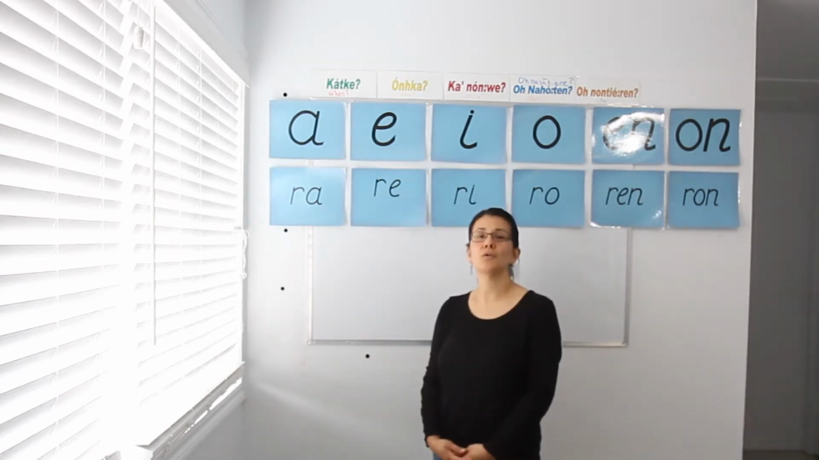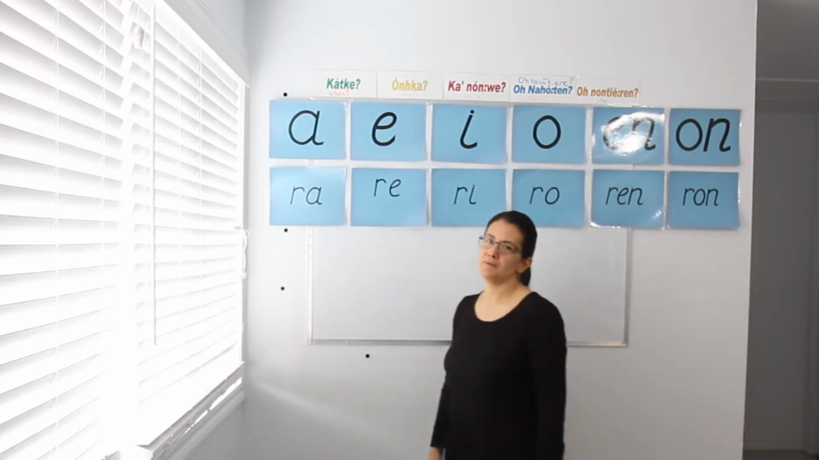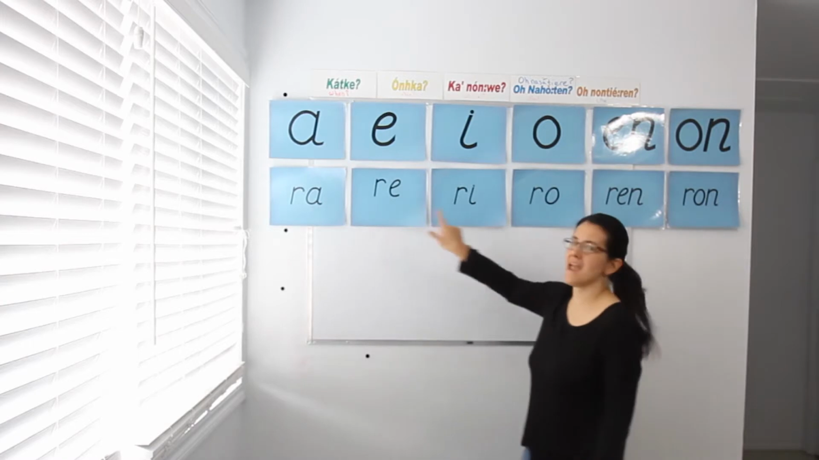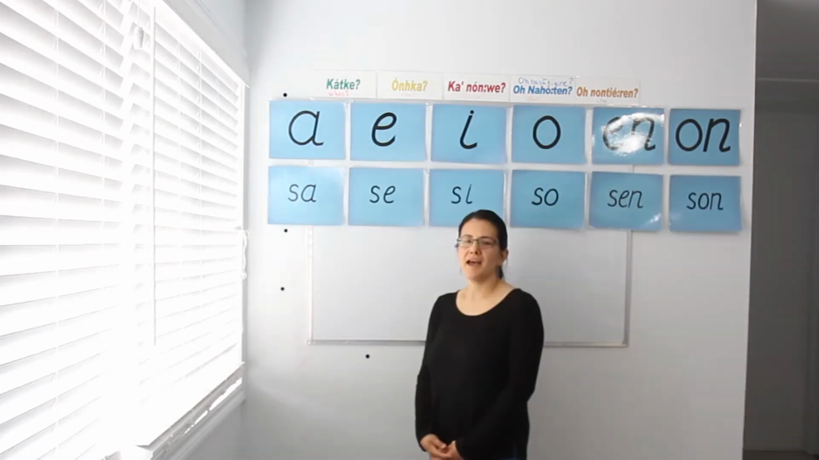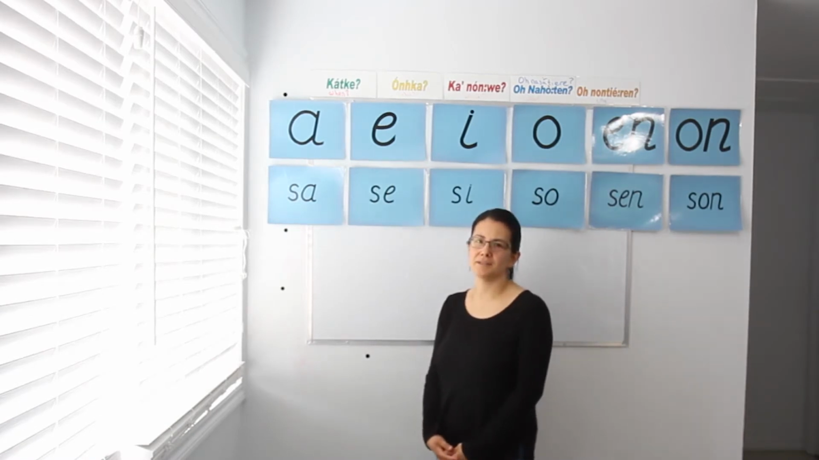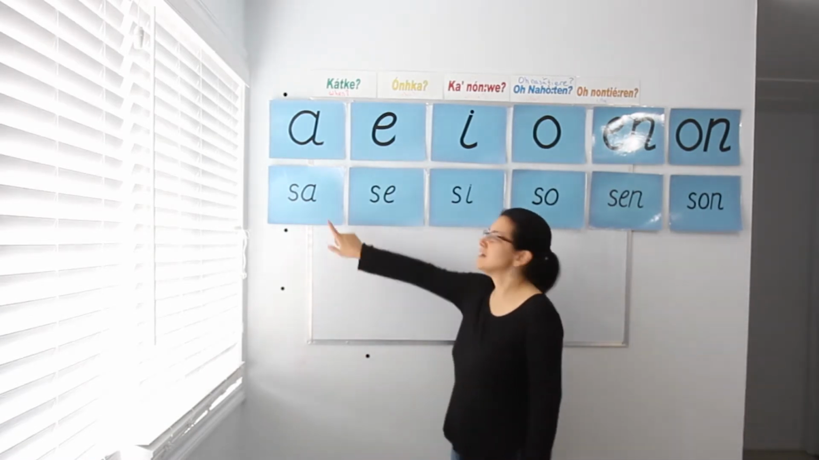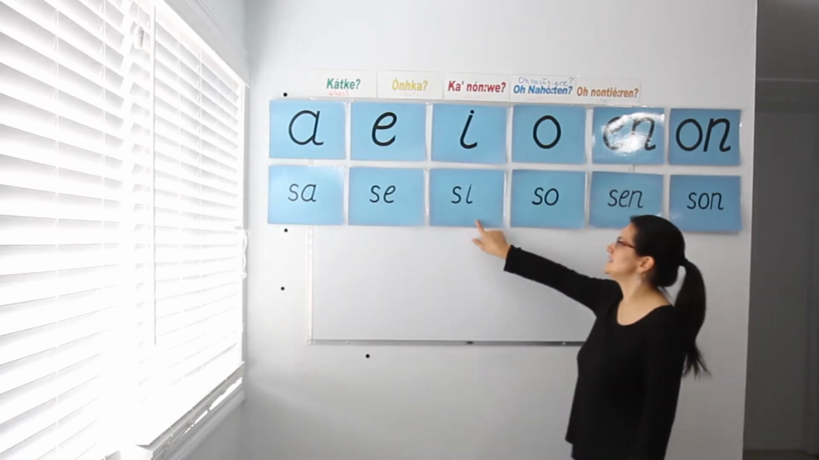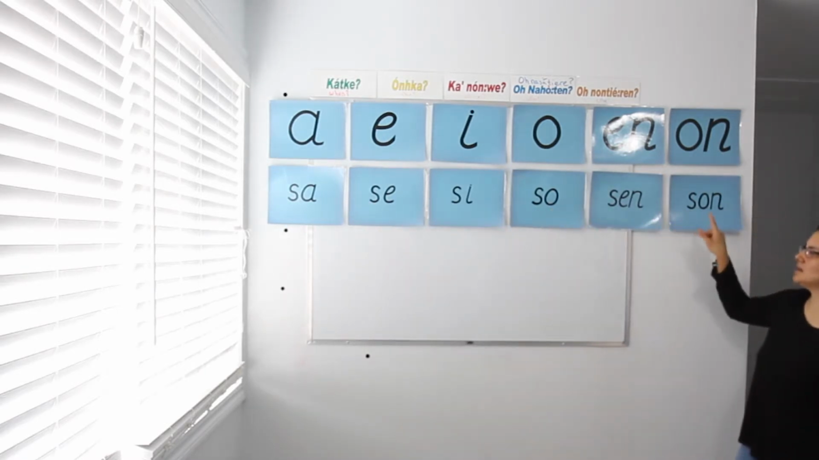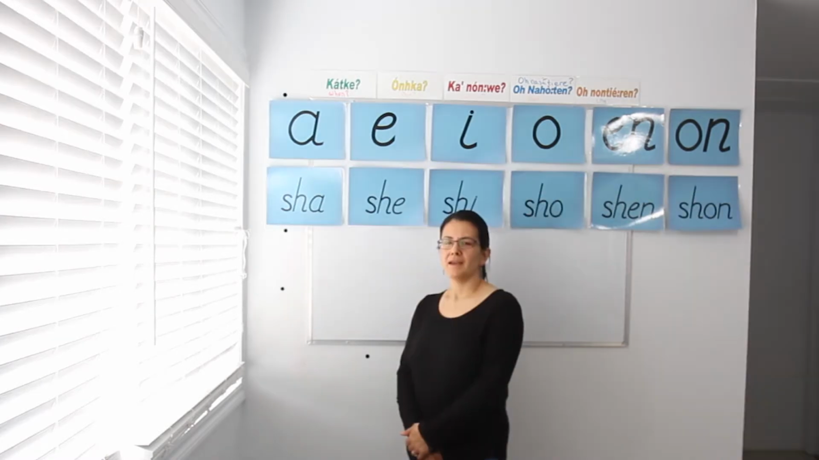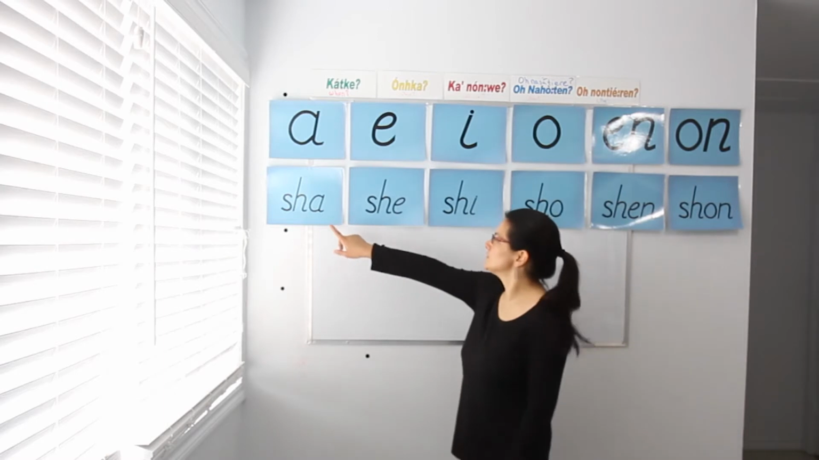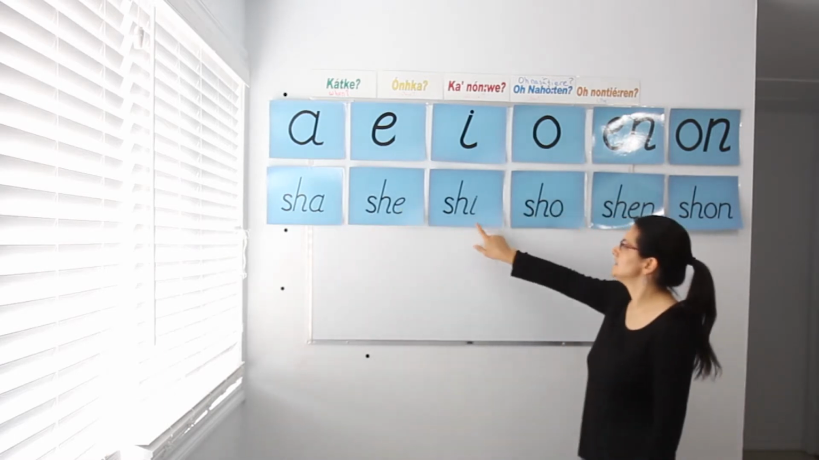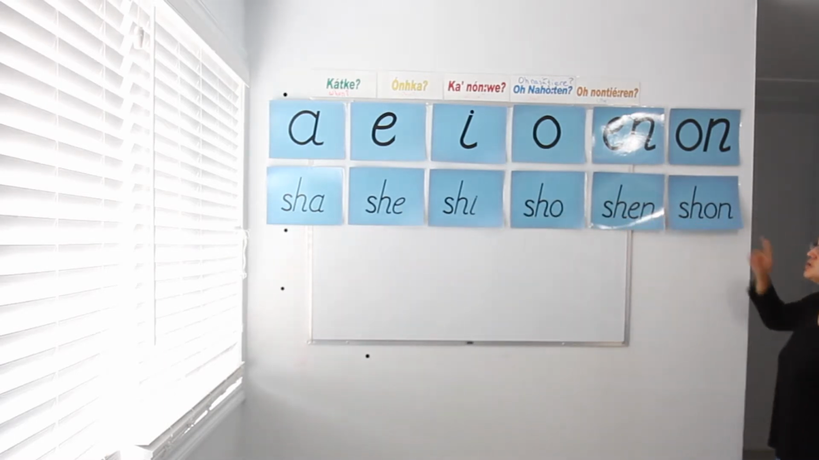And our R is a rolling R, so it sounds like R. And incorporating R with the vowel sounds: ra, re, ri, ro, ra, ru. And S sounds like a Z sound. Incorporating S with the vowel sounds: za, ze, zi, zo, zan, zu. And SH sounds like S. So SH with the vowel sounds goes sa, se, si, so, san, su.